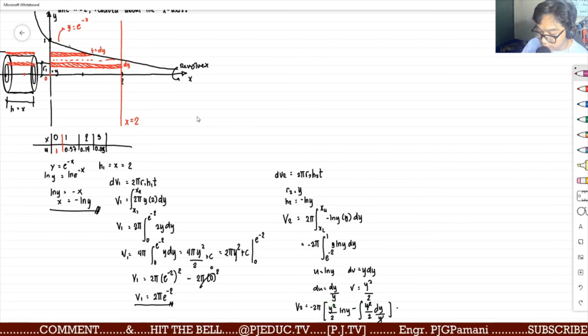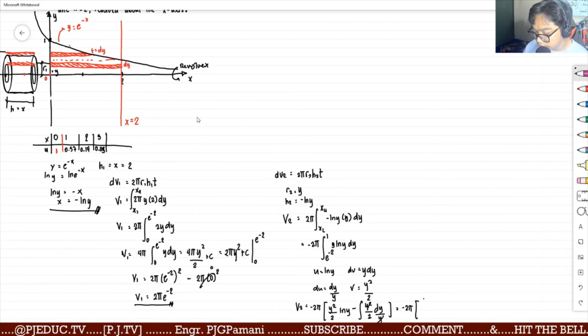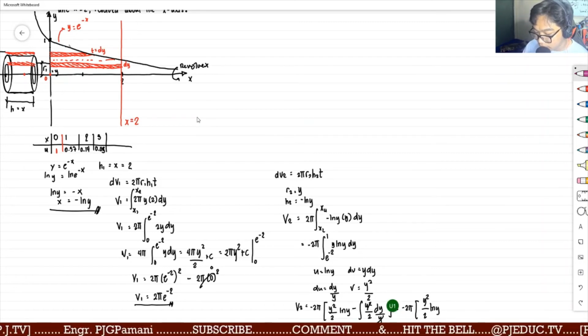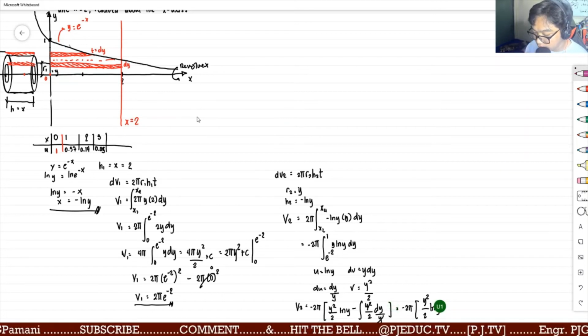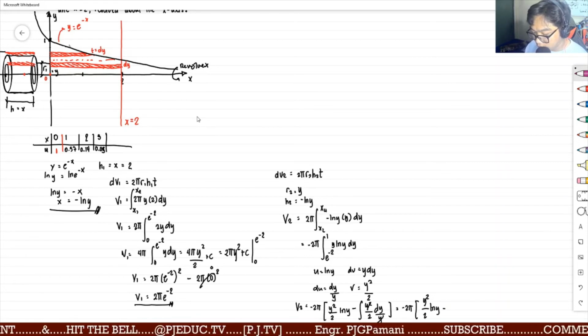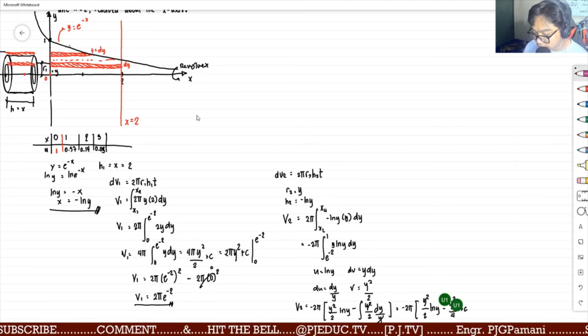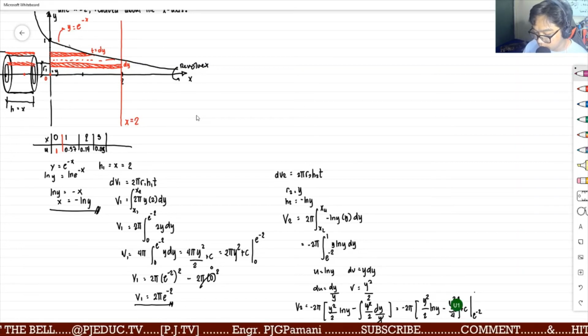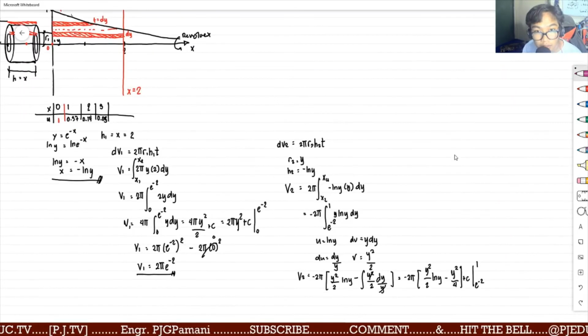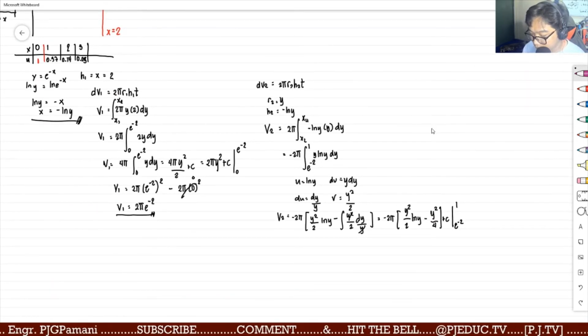Okay? Simplify. Negative 2 pi of y squared over 2 ln y minus 1/2 integral of y dy, or simply by power rule, y squared over 2 times 1/2, that is now y squared over 4 plus c, then your upper and lower limits. Okay?